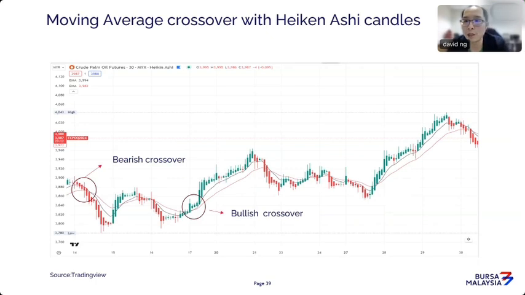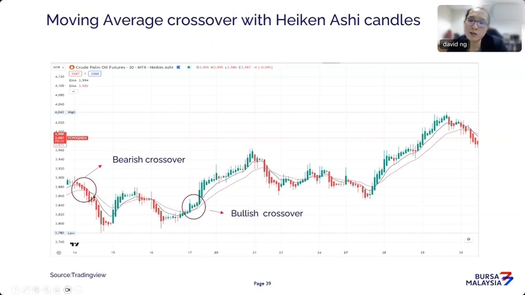Now, as I mentioned earlier, pairing Heiken Ashi with moving averages does give you quite a good and proper entry strategy. So crossovers are very simple. You pair two different periods, one shorter and one longer, of EMAs. In this example, I'm using a 9 period and a 20 period. So one is shorter term, one is longer term. Whenever you see a crossover, that usually is a signal for you to enter the market.